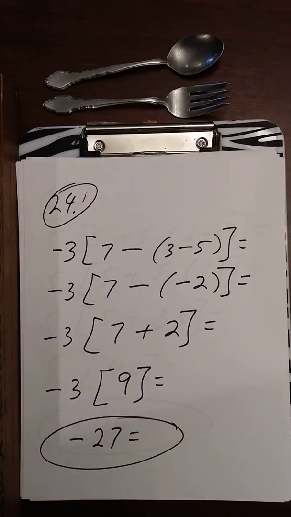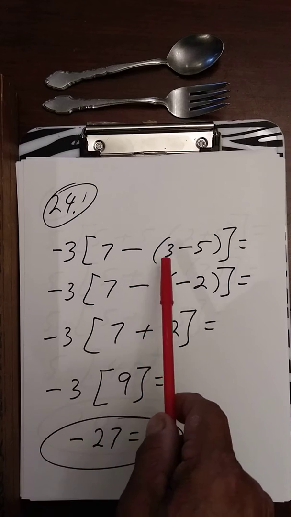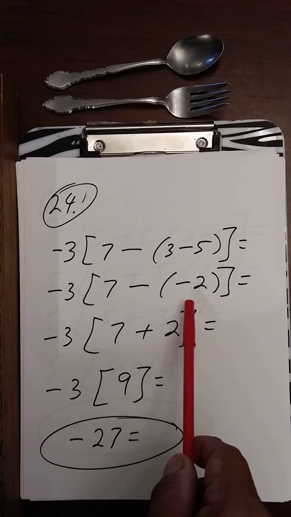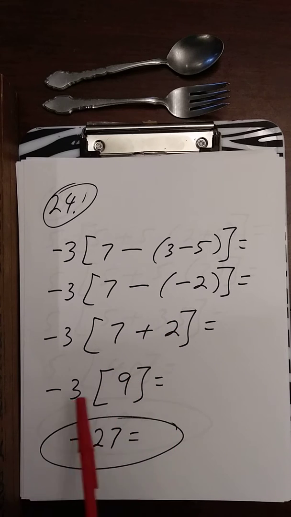Now order of operations. So we have 3 minus 5 first, this is first, negative 2. And then we have negative of negative, which is a positive. 7 plus 2 is 9. Now negative 3 times 9 is negative 27.